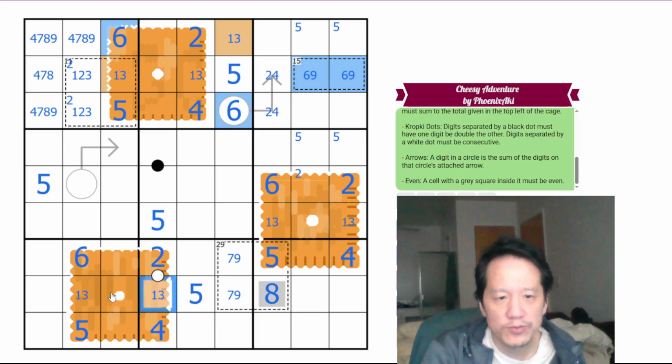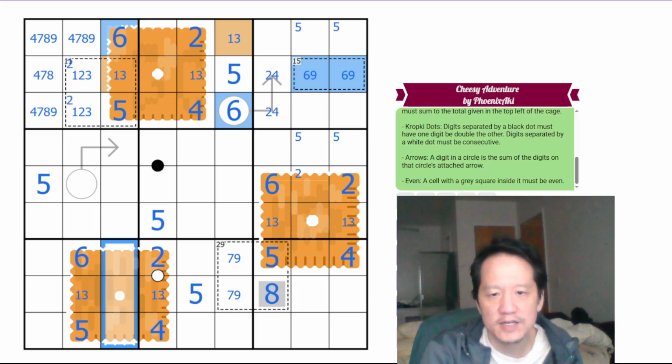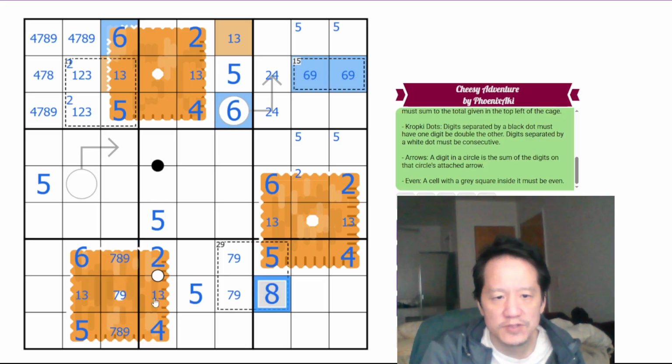We have a 1, 3, 1, 3 pair. We now know what the remaining digits in the Cheez-It are. They have to be 7, 8, and 9, right? And this can't be 8 because of this 8, so we have a 7, 9, 7, 9 pair. This is 7 or 9. This can't be 8 because of the 8 in the same box. Where is the 8 in the Cheez-It then? It has to be here. So this is 8, this is 8, and this is 8.